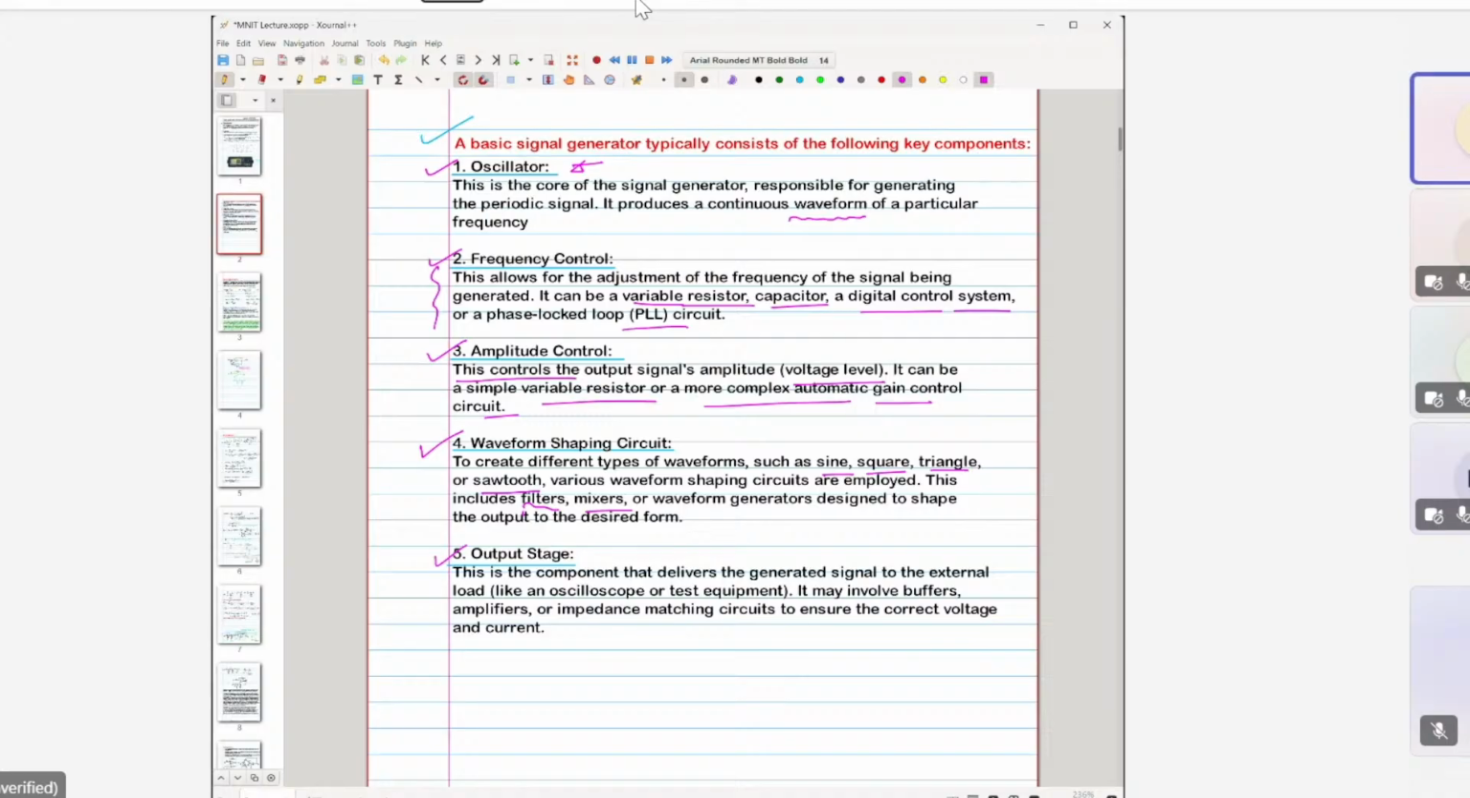Then the last one is the output stage. This is the component that delivers the generated signal to the external load. The external load may be an oscilloscope or maybe a test circuit or test equipment. This might involve buffers. You already know what a buffer is. Amplifiers, impedance matching circuits to ensure that the correct voltage and the correct levels are provided. These are the basic components or the parts of a signal generator.